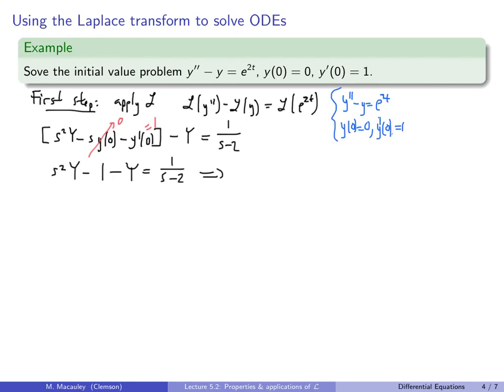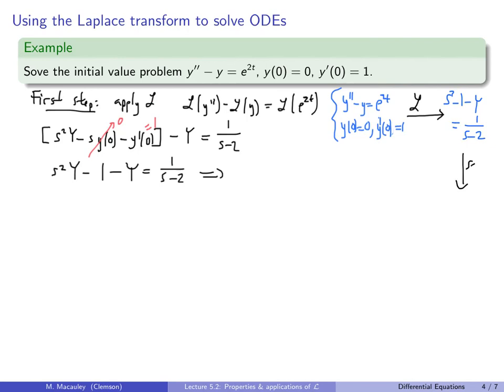This is an IVP. And then the first step always is to apply the Laplace transform. So we apply the Laplace transform. And remember what we get? We always get an algebra equation. And this is the algebra equation that we get: s squared minus 1 times Y equals 1 over s minus 2. Okay, so the next thing to do is to solve this algebra equation.